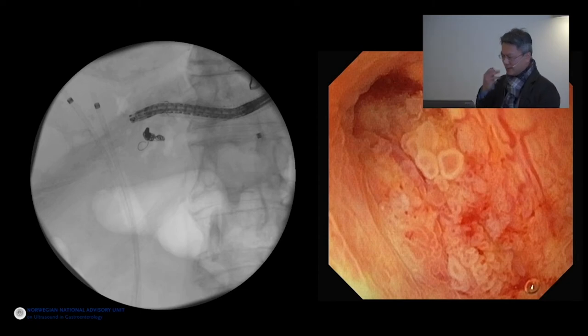We can use the hepaticogastrostomy as a diagnostic tool. So in this case, there was obstruction of the bile ducts in the hilum. We could not pass any instrument to take a biopsy or do a diagnostic, but thanks to the hepaticogastrostomy, we could go through it with an ultrasound scope, and then we could see the papillary structure of IPNB.